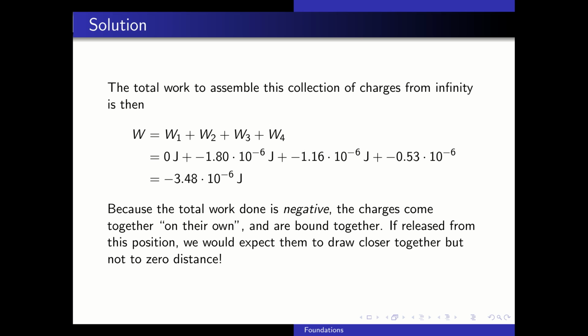So the system wants to draw these charges together. It's pulling these things together. The total work done is negative. Essentially, the charges would come together on their own if we let them, and they will be bound. If we release them from this position, they would come closer together. Turns out they would not completely come to the same position. As they get closer and closer together, those electrons will start to repel one another more strongly.